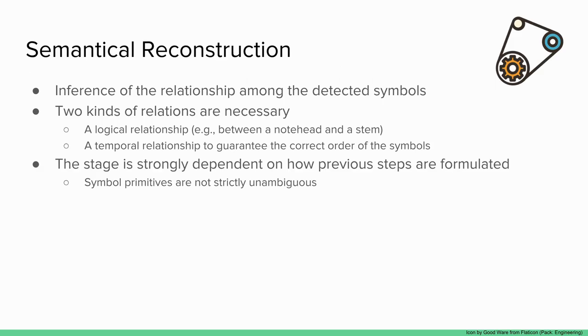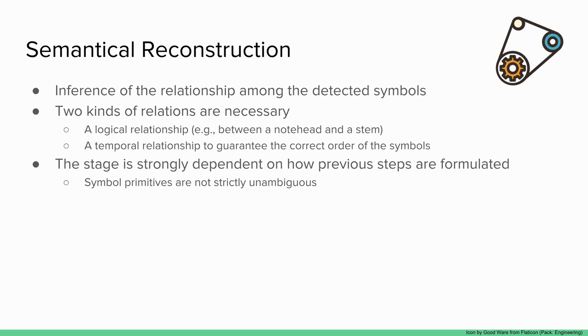So once, either we have used the traditional staff line removal plus classification stage or the direct music object detection, we need to assemble the actual music notation. So in the previous stage, we have just detected isolated components, and then it's when we convert those into actual music notation. There are two relationships that are necessary to assemble the music notation, the first of which is a logical relationship, for example, what is the relation between a notehead and a stem, but also the temporal relationship, which guarantees the correct order of the symbols.